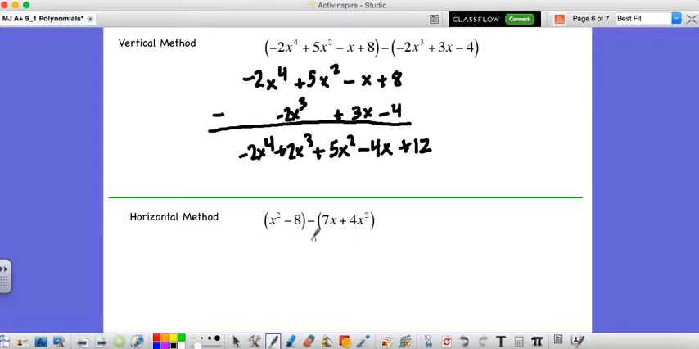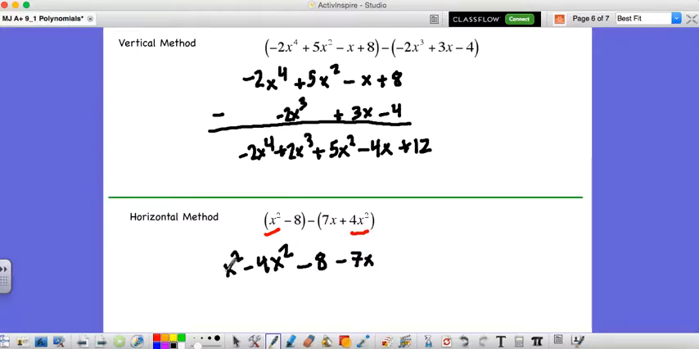Let's do our horizontal method. We can only add like terms, or subtract in this case. We have x squared minus 8 minus the quantity 7x plus 4x squared. So you notice we have an x squared piece here and an x squared piece here. So we're going to take x squared plus or minus positive 4x squared. Then we have minus 8. Don't have any more constant terms over here, so we're left with just minus 7x.